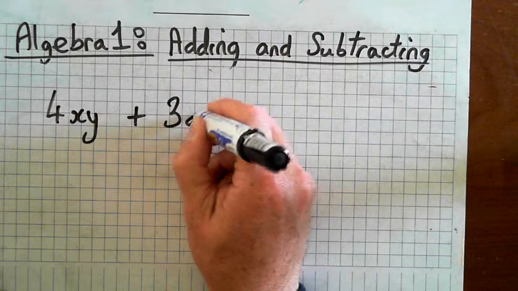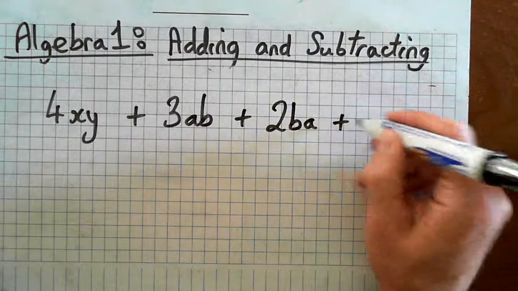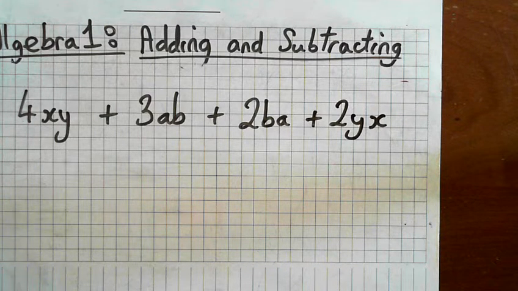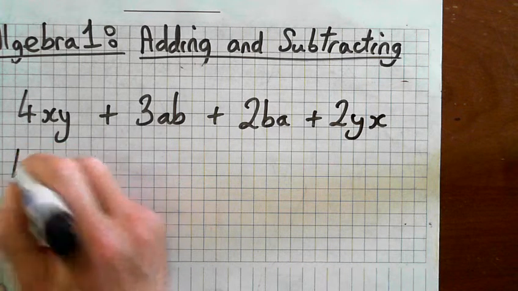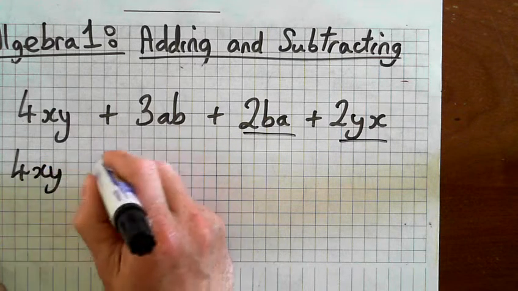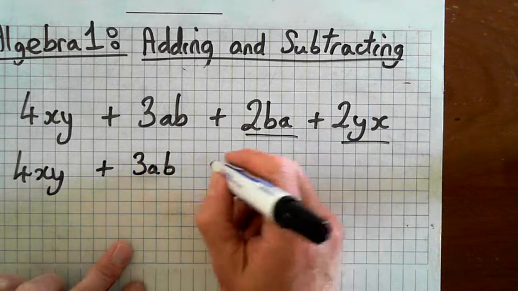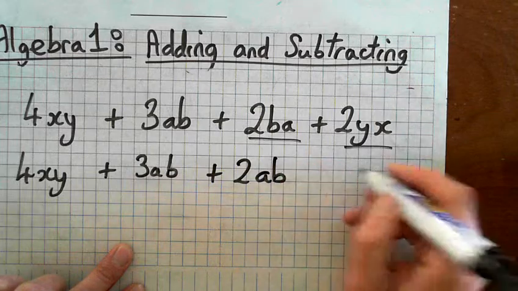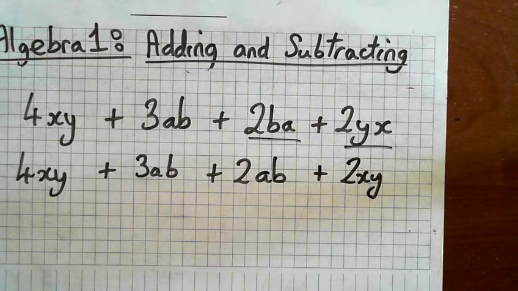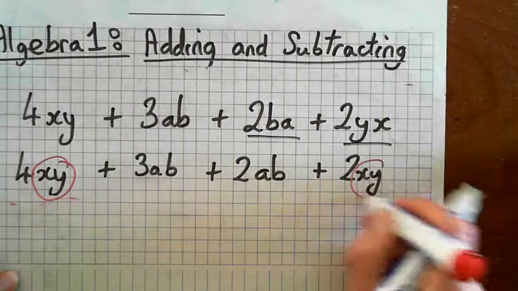4xy plus 3ab plus 2ba plus 2yx. Alright, so what's wrong with this and this? 4xy plus, how else can I write this correctly? How can I write this correctly? Now, I just add the objects that are the same.